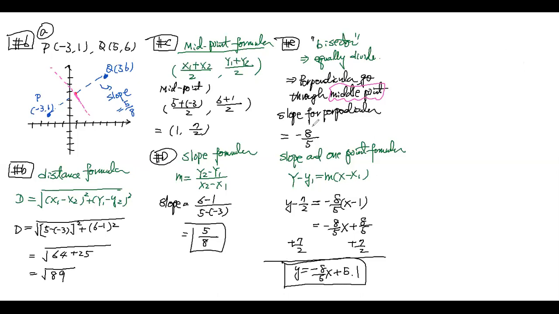Okay, now part F here. Part F is kind of like a bridge to the next question, number 7. They say find the equation of the circle for which PQ is the diameter, right? So now we need to review the circle formula, right? The circle.